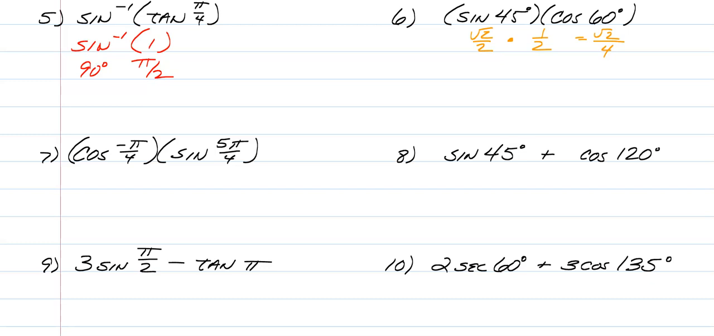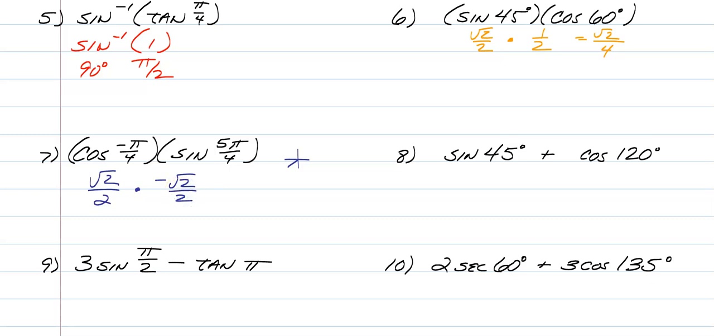Next example, what is the cosine of negative pi over 4? So the cosine is your x value. It is still positive in quadrant 4. So that's going to give you root 2 over 2 times, what is the sine of 5 pi over 4? So 5 pi over 4, remember, is down here in quadrant 3, which is where sine is negative. So sine is root 2 over 2 at pi over 4. So that's going to give us a negative root 2 over 2.